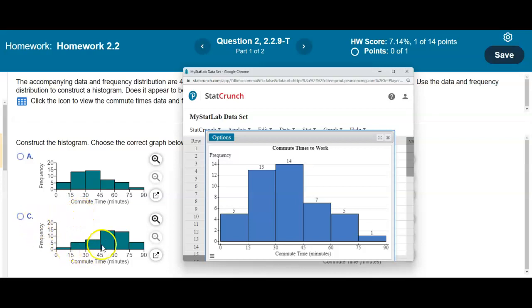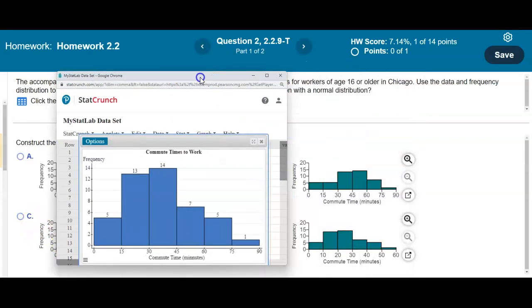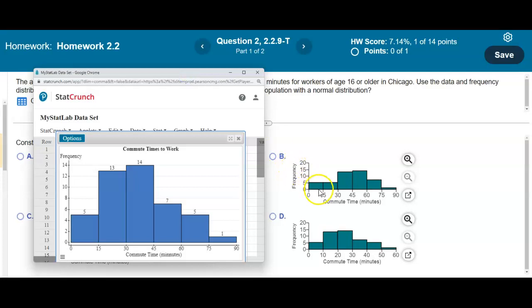If we look at C, it doesn't match at all. If we look at B, you can see that the first 2 classes are the same height, but that's not what we get over here. Now, if we look at D, it looks like it goes to 5, it goes to 13, it goes to 14, it goes to 7, it goes to 5, and it goes to 1. It looks like it could possibly be the same.